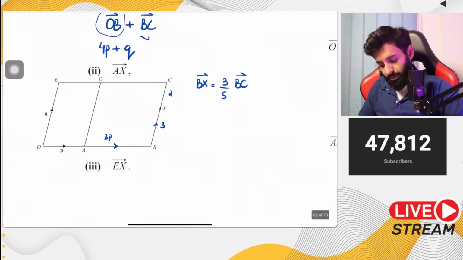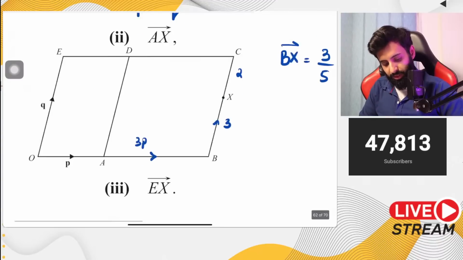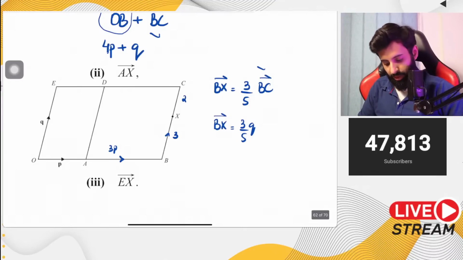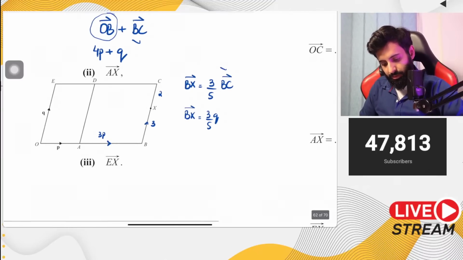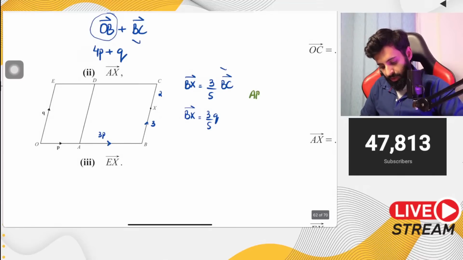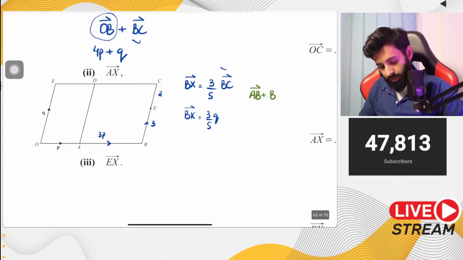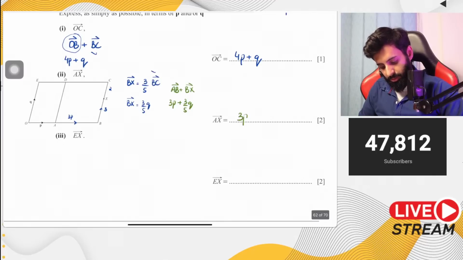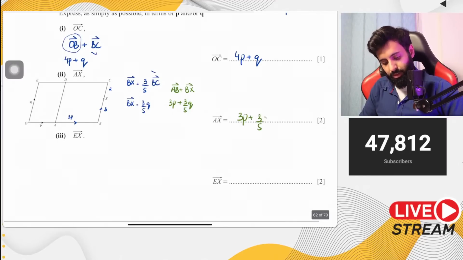And what's BC equal to? BC is equal to Q. So that means BX is equal to 3/5 of Q. Now we have everything we need in order to find AX. So for AX we go from A to B and then from B to X. AB is 3P, and BX is 3/5 of Q. So there you go, 3P plus 3/5 of Q.